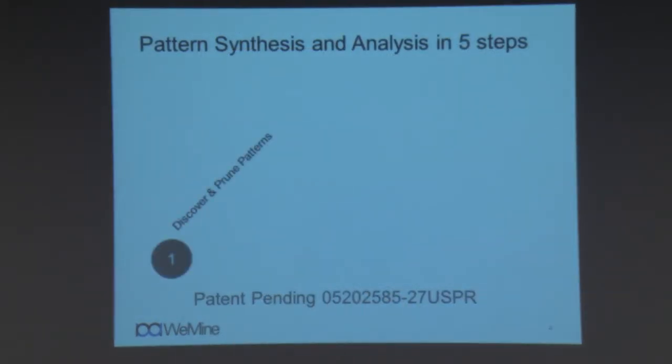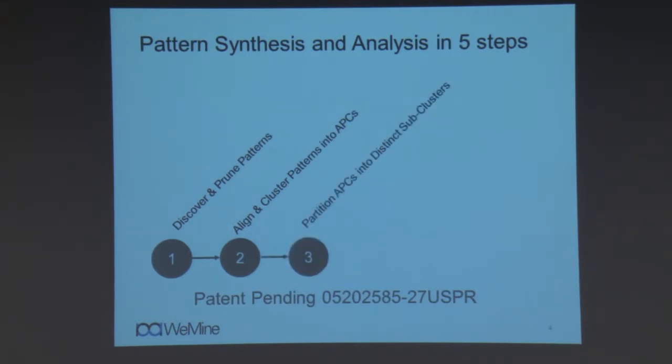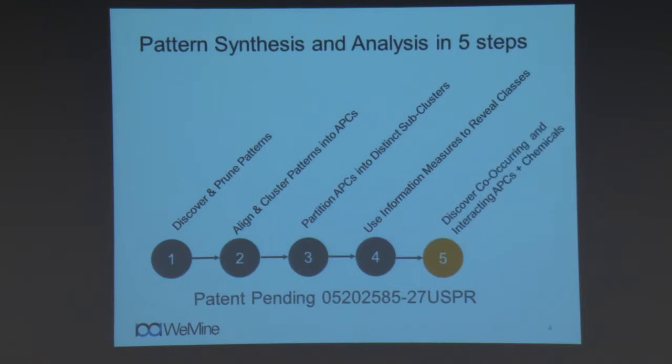So now we have a five-step synthesis. First, we discover and prune patterns. Second, we align and cluster patterns into aligned pattern clusters. Then we partition them into distinct subclusters to reflect their discriminability. Then we use an information measure to review the classes so that we have an objective basis to show what is important and in what way. And then we discover co-occurrence and also the interacting APC plus chemicals.